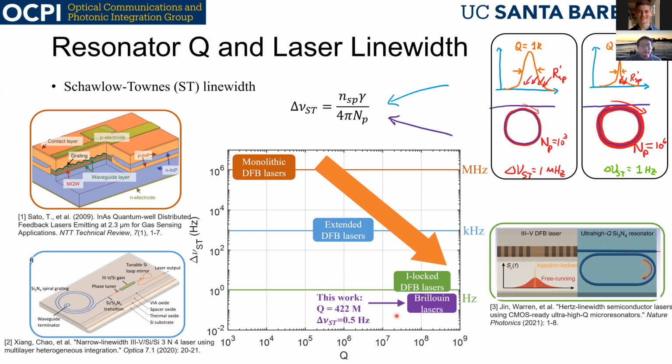Well, you might ask, what's the difference between the electrically pumped laser and the optically pumped laser? I would say the only difference is the spontaneous emission factor, n_sp. For the electrically pumped laser, this factor is typically around 1, and for the Brillouin laser, this factor is typically on the order of 10 or a few hundred.